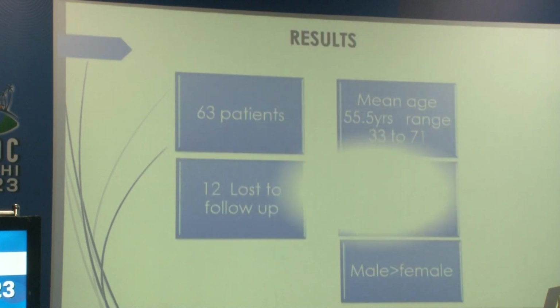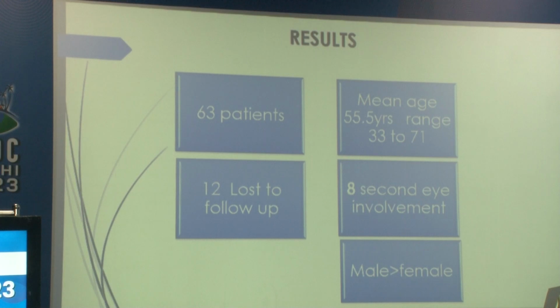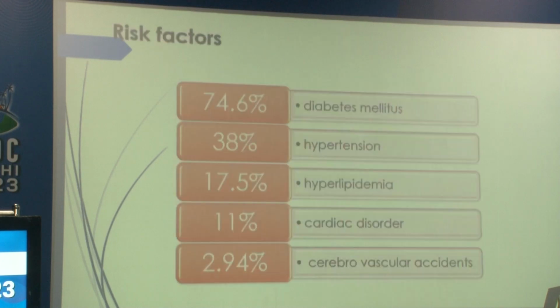We had 63 patients, of which 12 were lost to follow-up. The mean age was 55 years, and 8 patients had a previous history of documented NAION in the fellow eye, and there was a male predisposition.